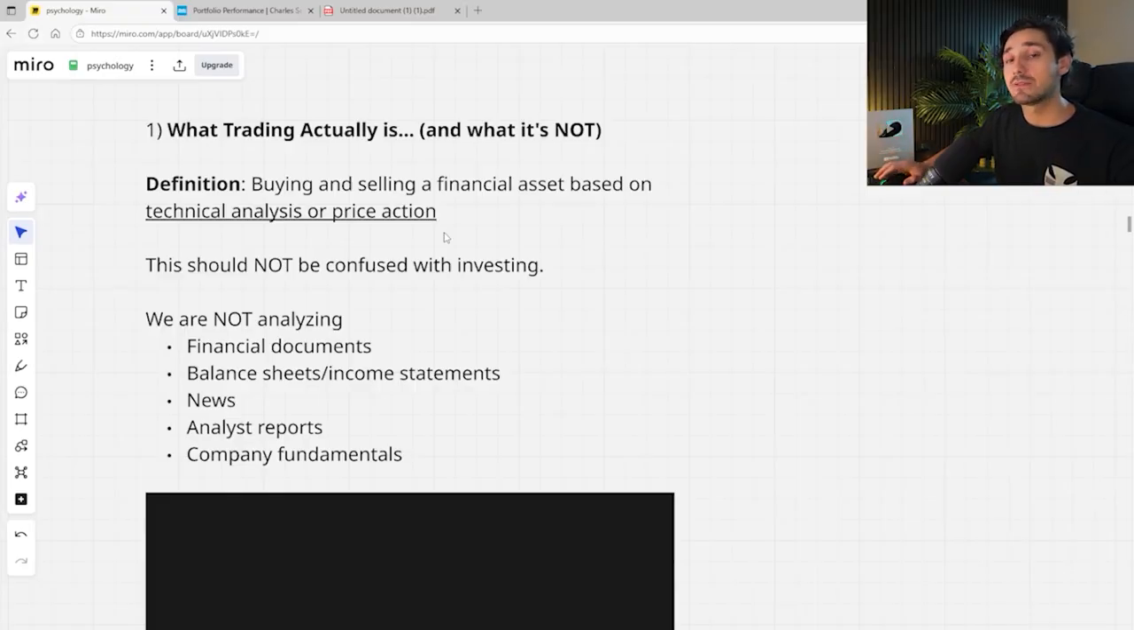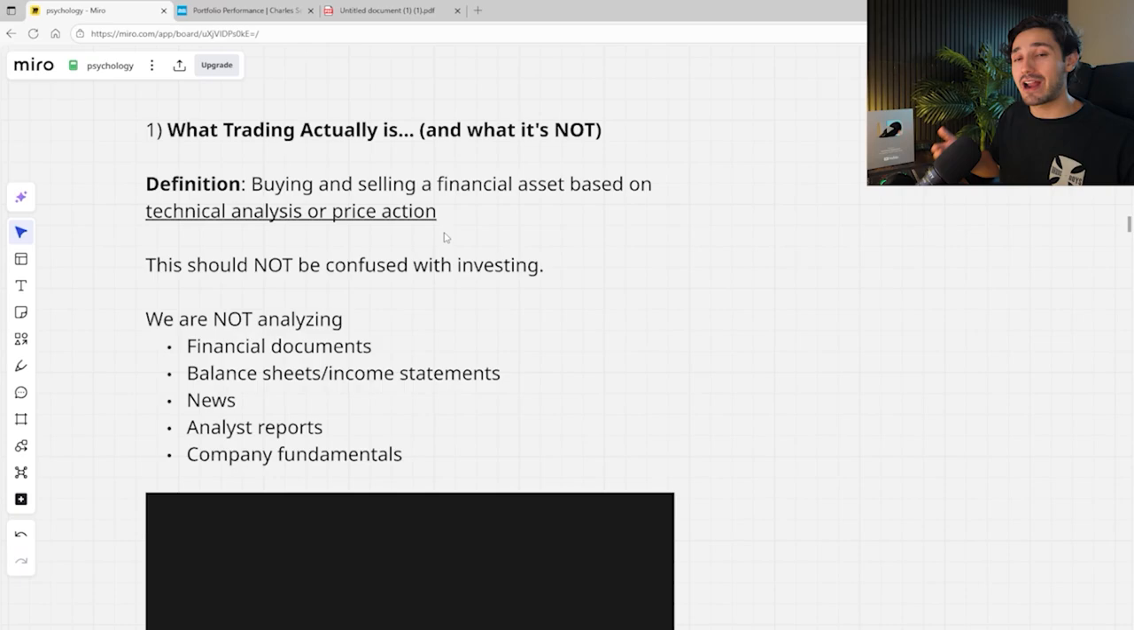This should not be confused with investing. I see a lot of people confuse the two. A lot of people think that trading is investing. It is not. As investors, we try to determine the intrinsic value of the asset that we're looking at. And based off that intrinsic value, we can determine whether the asset is overvalued or undervalued, right?